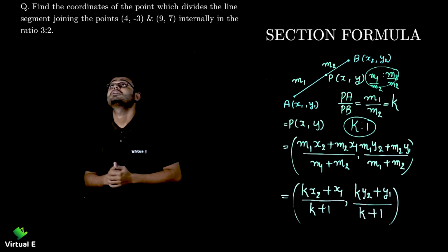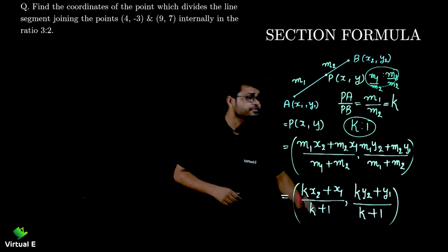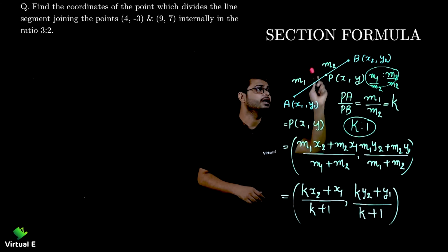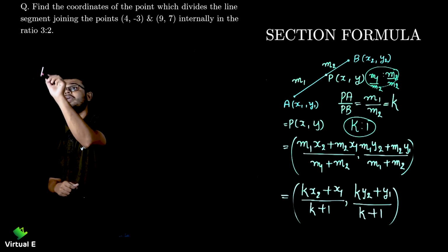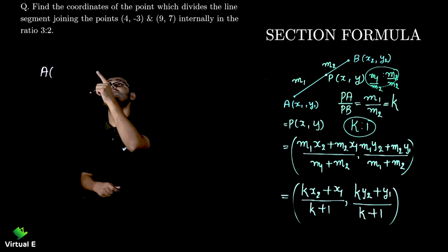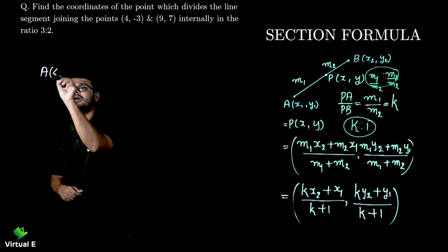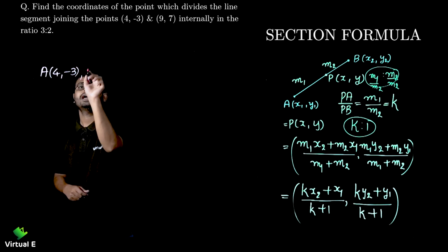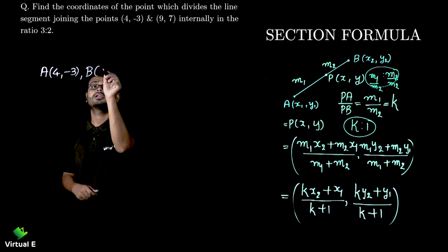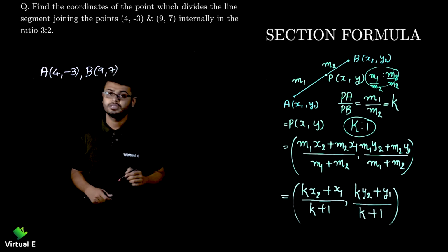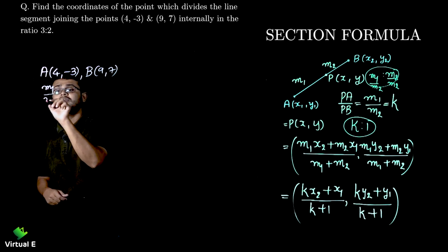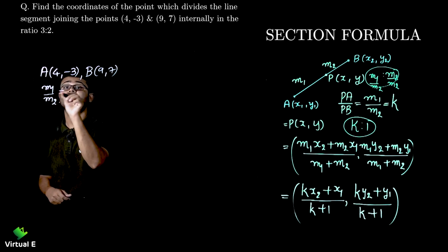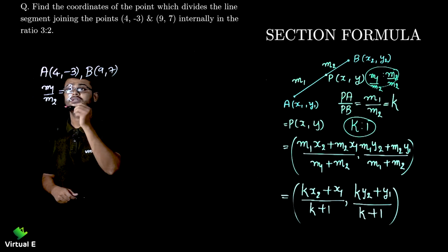Okay, let's start the sum. So first of all, I need to have A and B, then M1 and M2. Let's start. So A, you can name any of it, which is okay, (4, -3), and my B is what? (9, 7). Done. Let's talk about the ratio. M1 by M2 is equal to 3/2 given, right?